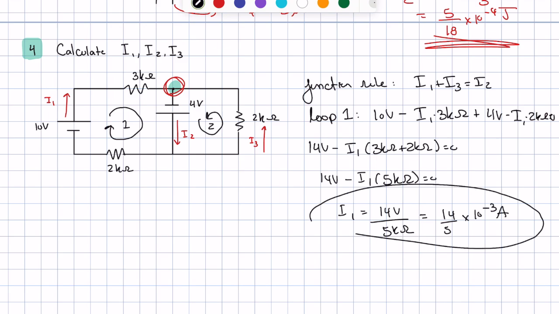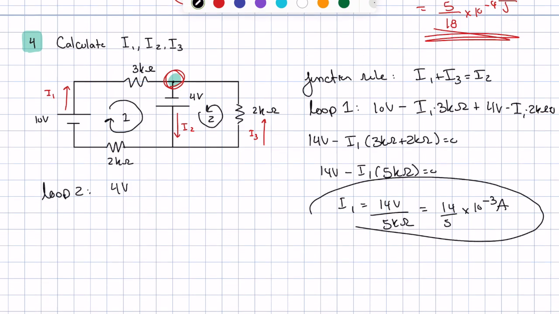And that's I1. Let's look at loop 2 now. Where loop 2, we have 4 volts minus I3 times 2 kiloohms is equal to 0. I isolate for I3 and I get I3 is equal to 4 volts over 2 kiloohms, which is equal to 2 times 10 to the negative 3 amps.